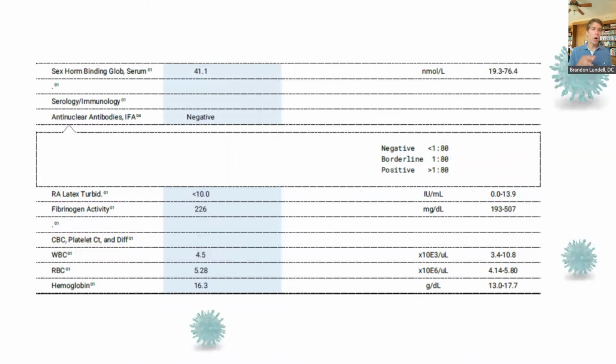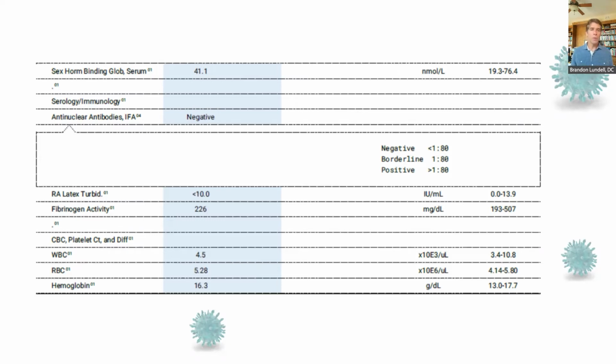By the way, if you want to know where I run all of these tests, you can email me, and I can give you my menu and panel of tests that includes many of the Doctor's Data tests that we'll go through today. His sex hormone binding globulin was okay. He didn't have ANA, didn't have RA latex. What I'm going over right now is what I run on almost all of my patients.